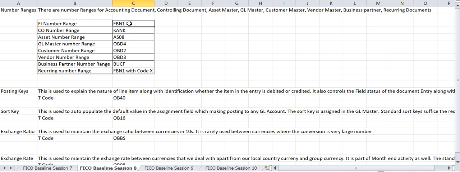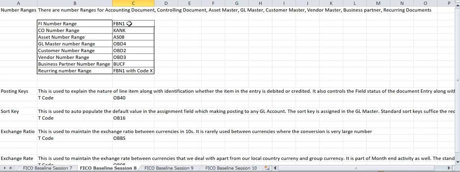Third, we have the asset master number range. Whenever we create the asset masters, the asset masters must belong to the number range specified in AS08. Next we have the GL master number range. Whenever we create any GL accounts, the number that is given to that GL account must be within a specified range of the account group. Similarly, we have the number range for customer master, vendor master, business partners. These are created separately as part of the baseline configuration.